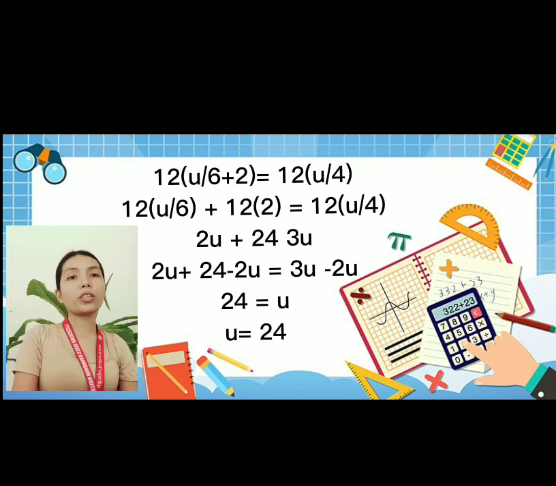Then next we are going to subtract 2u from both sides of the equation. So 2u plus 24 minus 2u is equal to 3u minus 2u. Now 2u minus 2u is equal to 0, so the remaining term is 24, and then 3u minus 2u is equal to u. So the value of u now is 24.